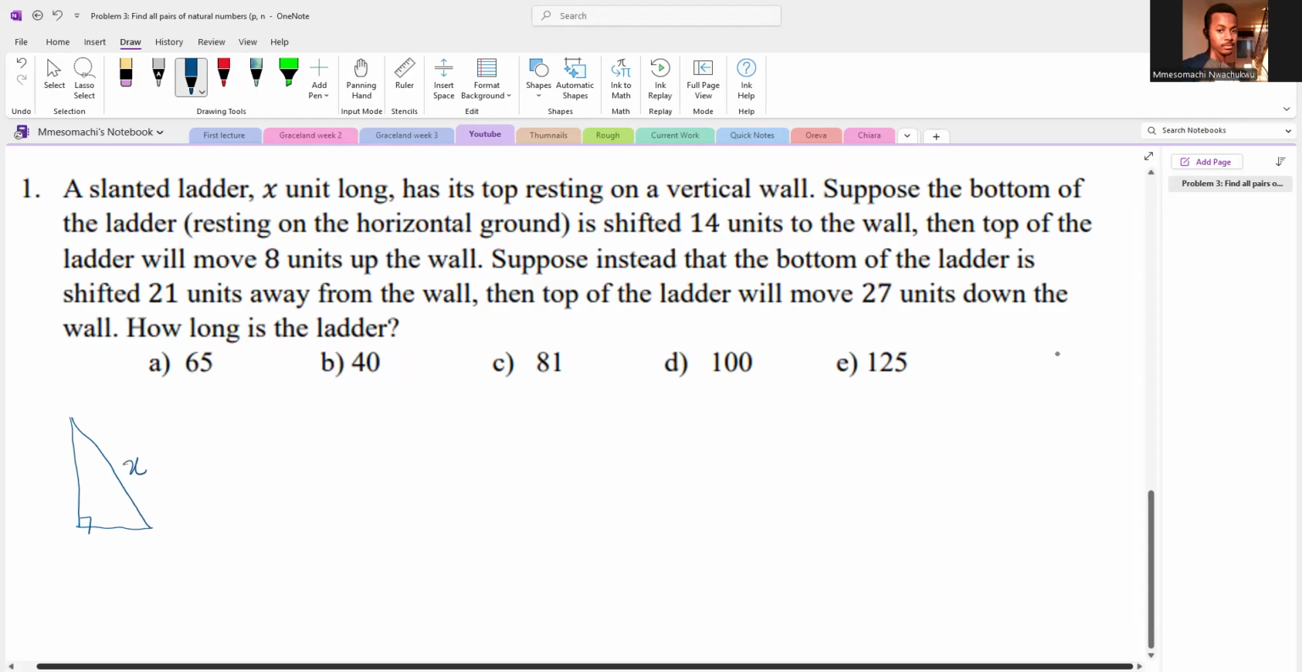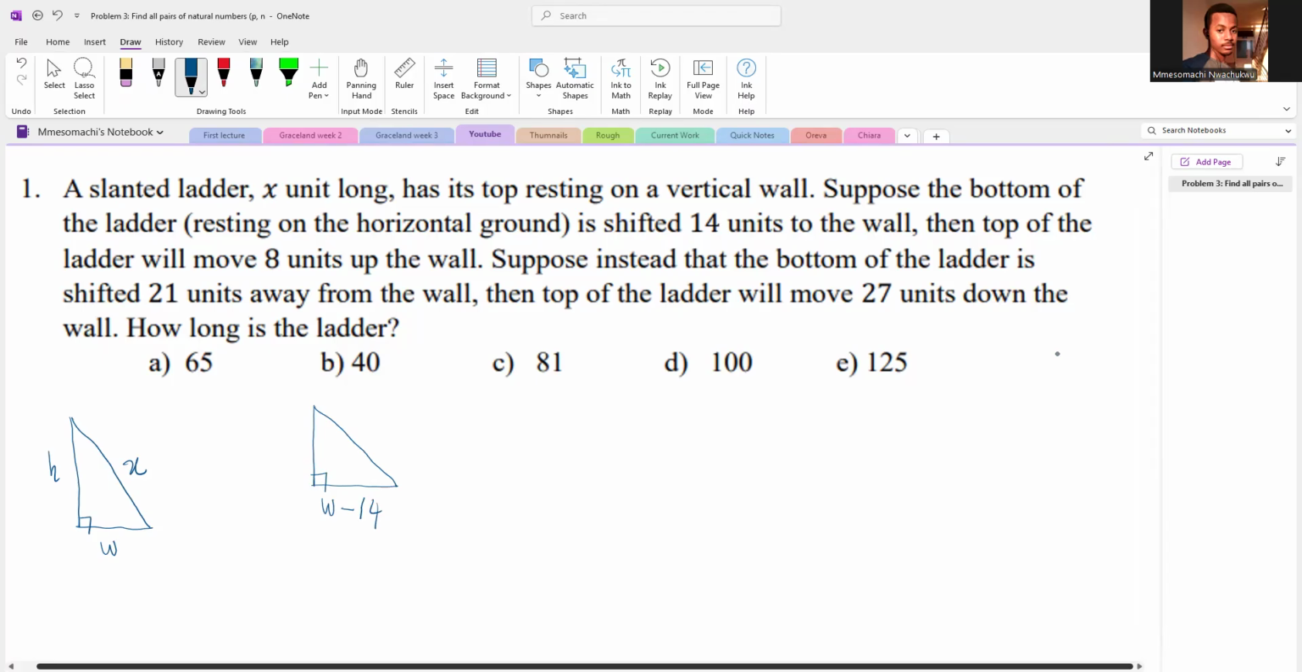Let's say it's H units high on the wall, and the foot of the ladder is W units away from the base of the wall. Okay, so suppose the bottom of the ladder resting on the horizontal ground is shifted 14 units to the wall. There are two possible scenarios. So suppose the ladder is shifted 14 units to the wall. Of course my diagrams are not drawn to scale. So this would be W minus 14.